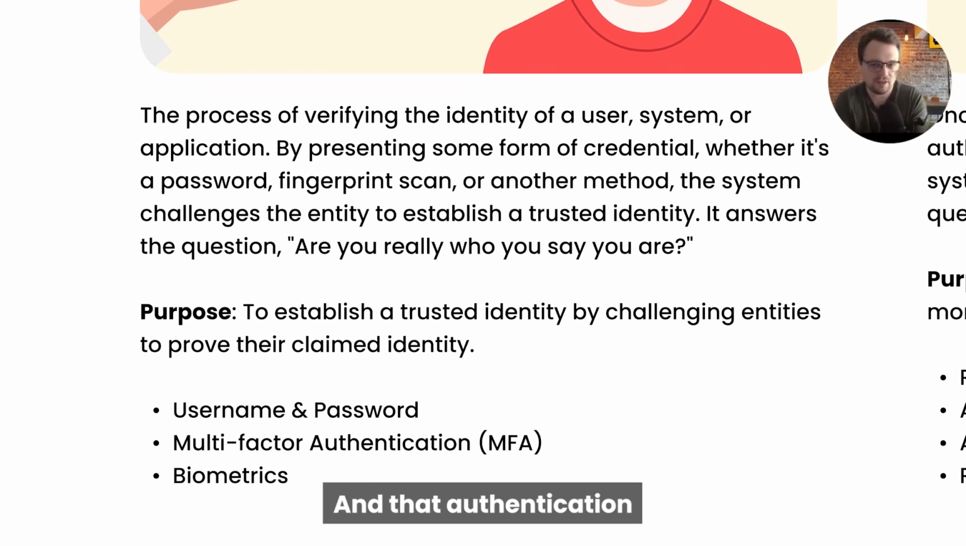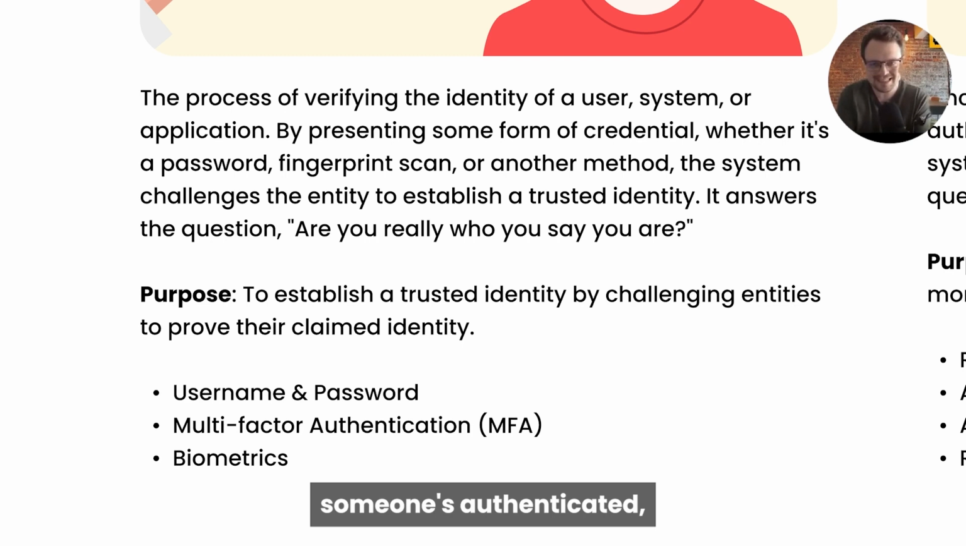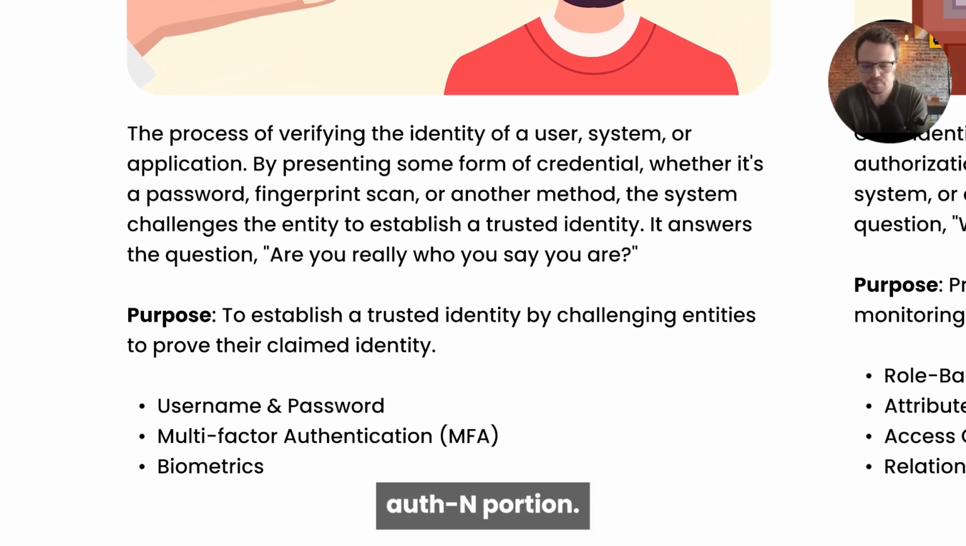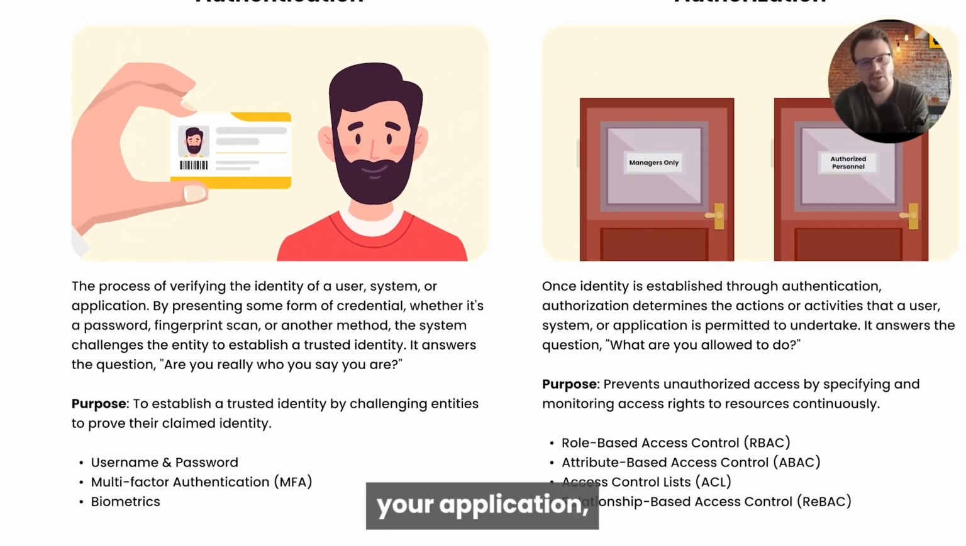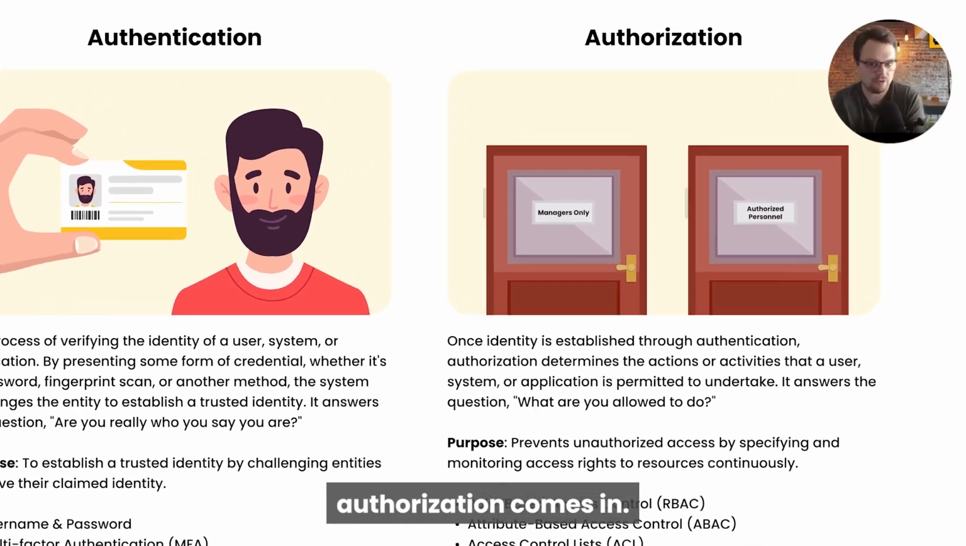And that authentication mechanism basically verifies the user is who they say they are, because they've managed to present a credential that validates it. That's great. So once someone's authenticated, you now know who they are, and that's the AuthN portion. Now, inside your application, how do you know what that user should be able to do? And this is where authorization comes in.